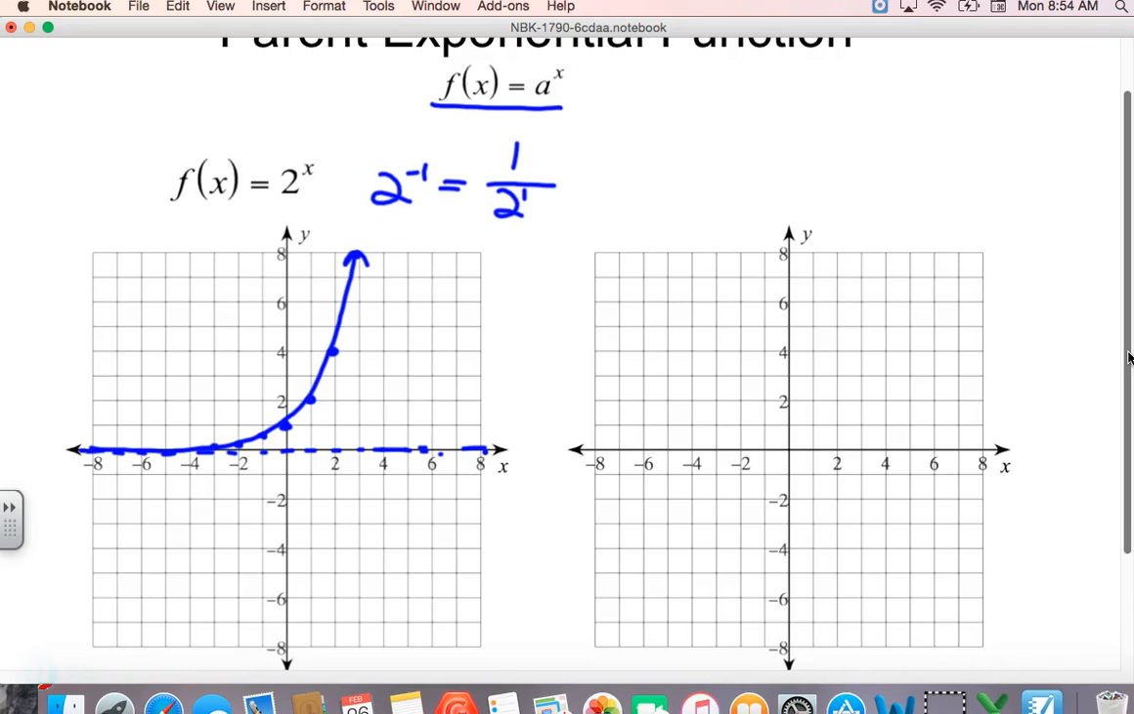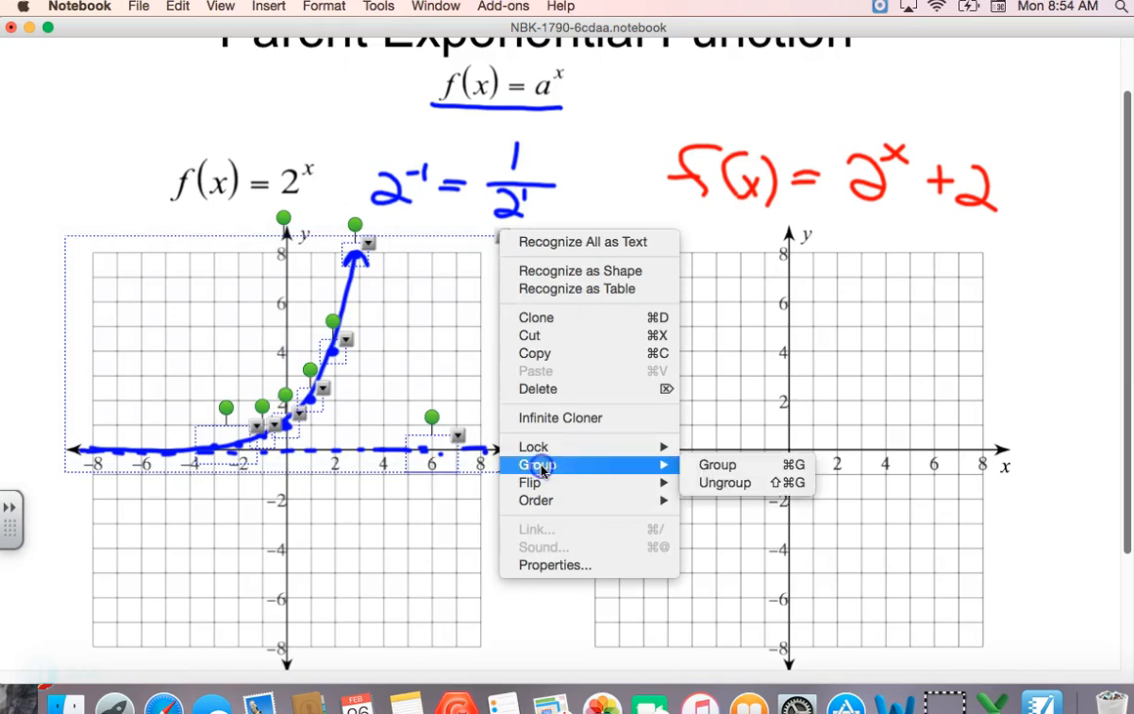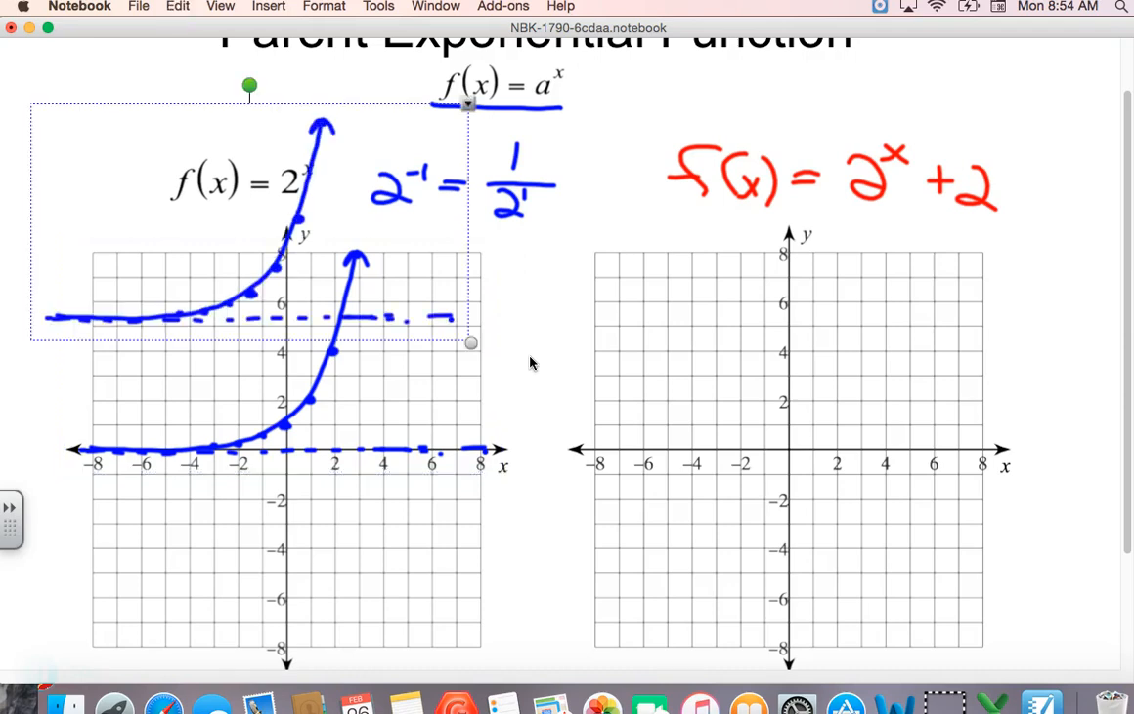Okay, so let's look at just some shifts on this, just a reminder of some shifts. If we had f of x equals 2 to the x, and you added a number out here, well, what that's going to do is it's going to take the function that we just looked at. Let's see if I can group this stuff. And we'll copy it and paste. All right, so now we've got another one.